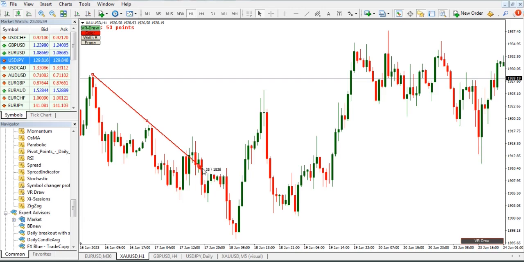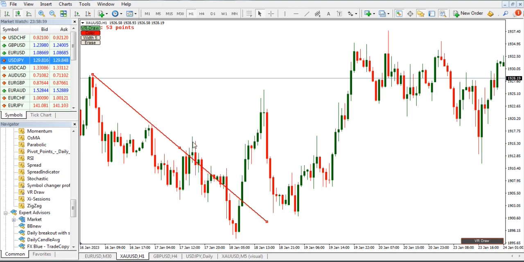So we would be expecting the market to touch here, then reverse back. Our indicator will indicate this the moment the market touches here, or the expert advisor will place a buy order because the market crosses above the resistance line here.